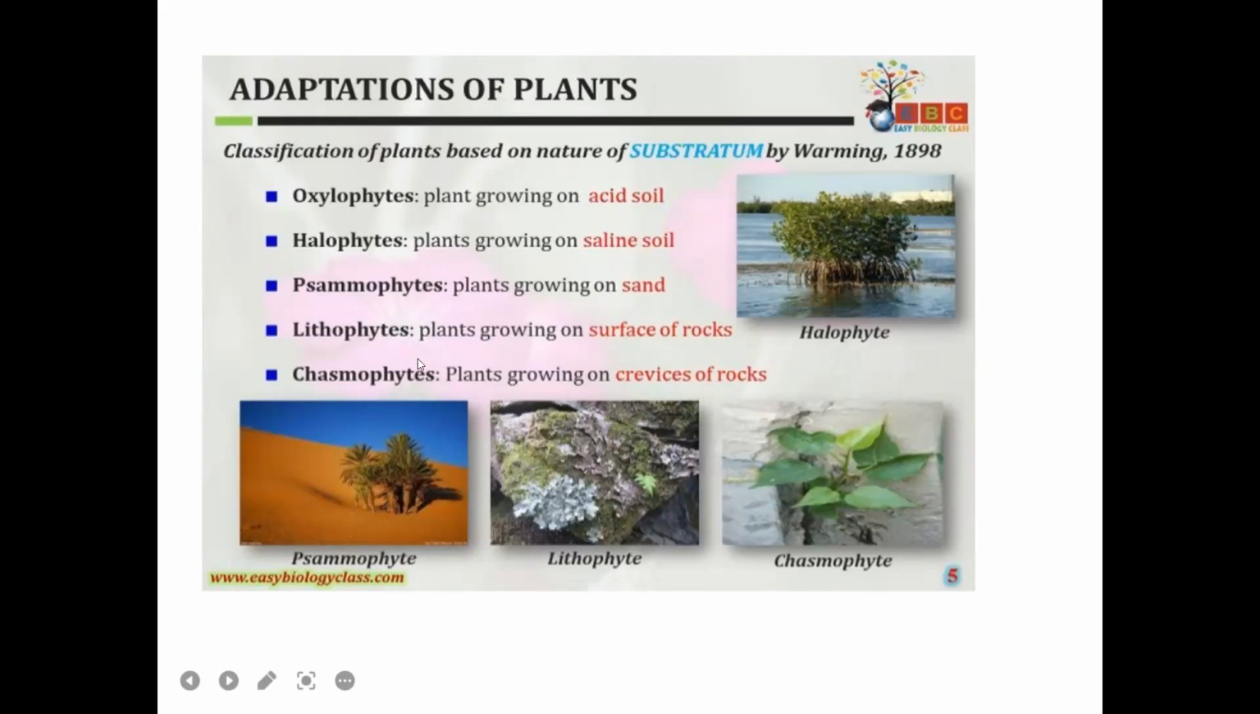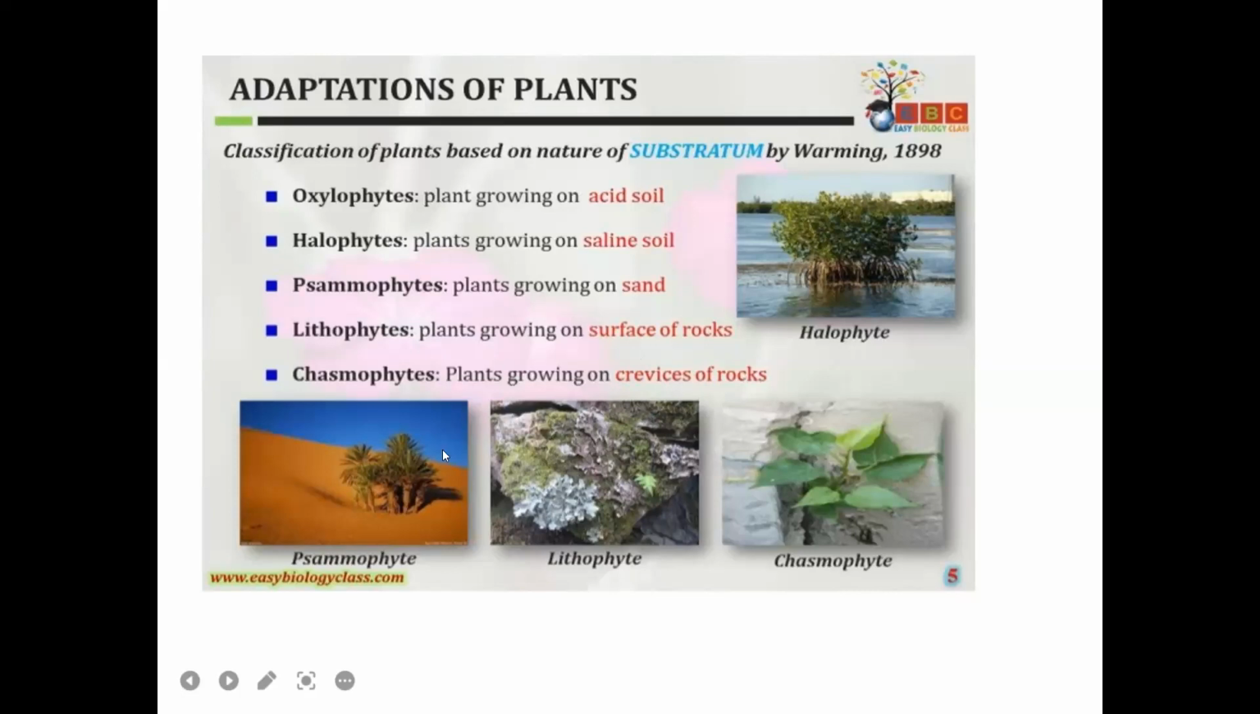Another type is lithophytes. Lithophytes are the plants growing on the surface of rocks. And chasmophytes: chasmophytes are the plants which grow in the crevices of rocks. So they are called chasmophytes.